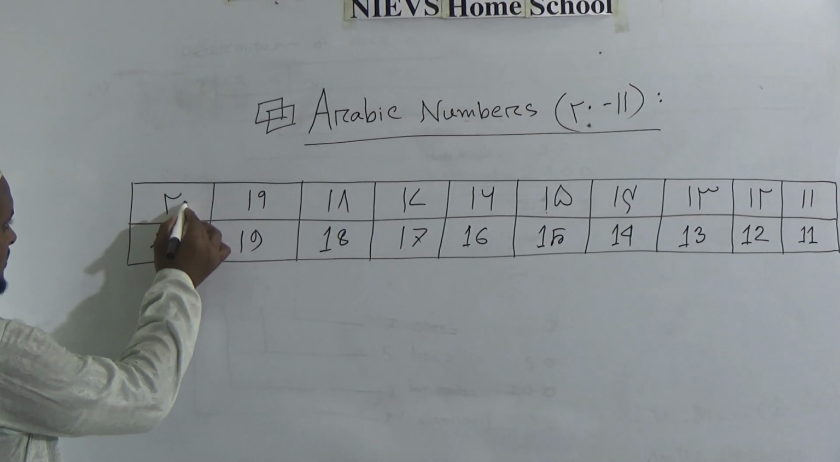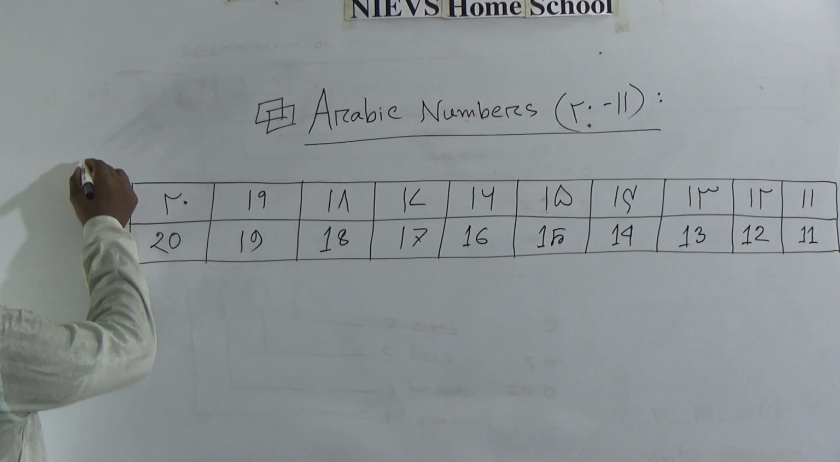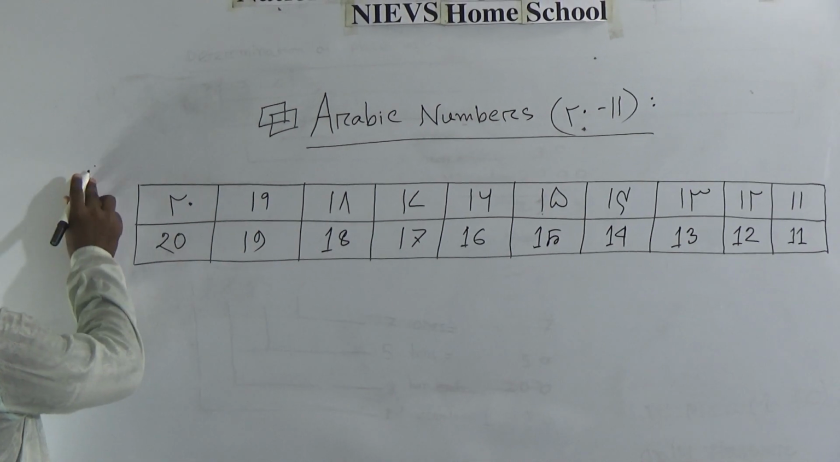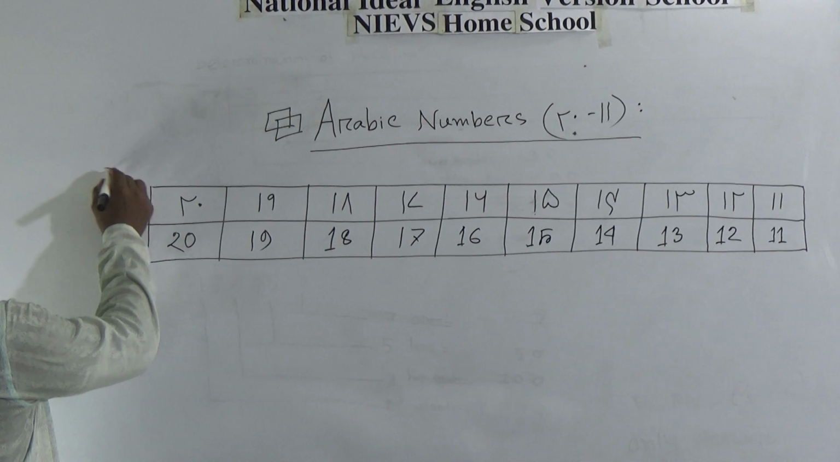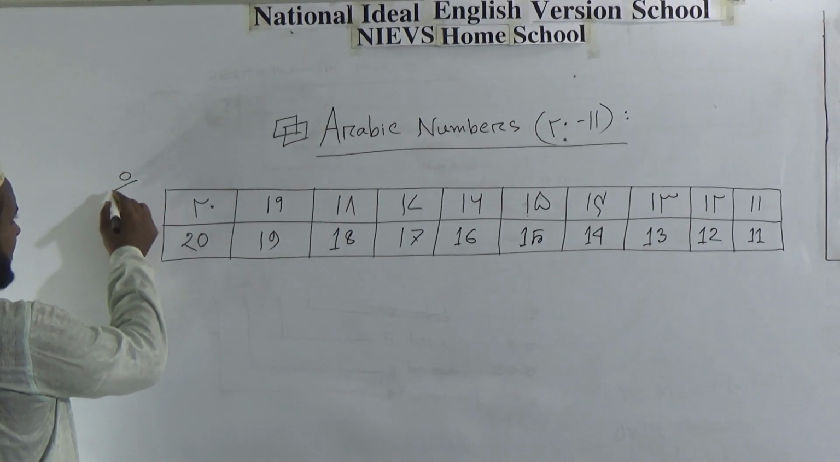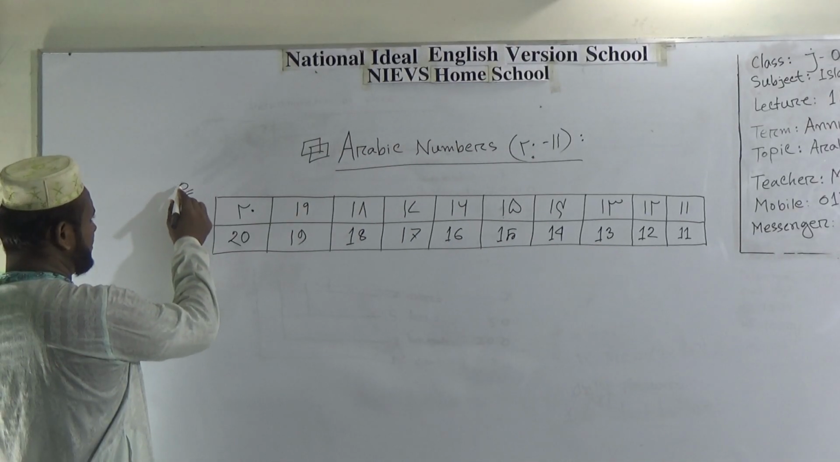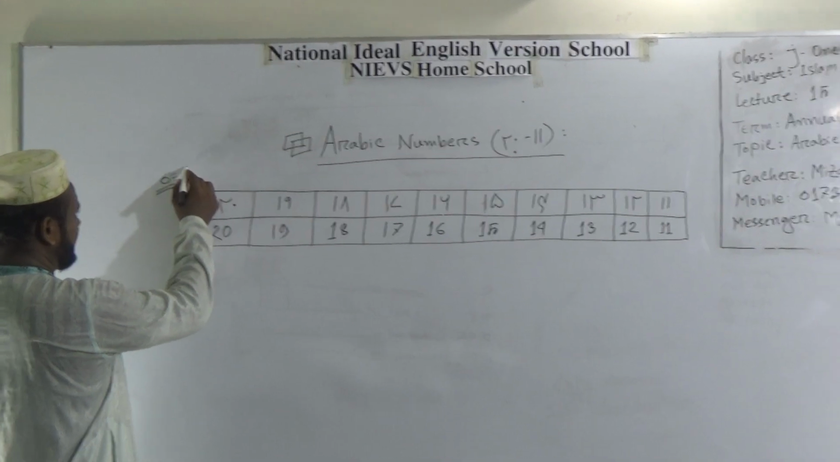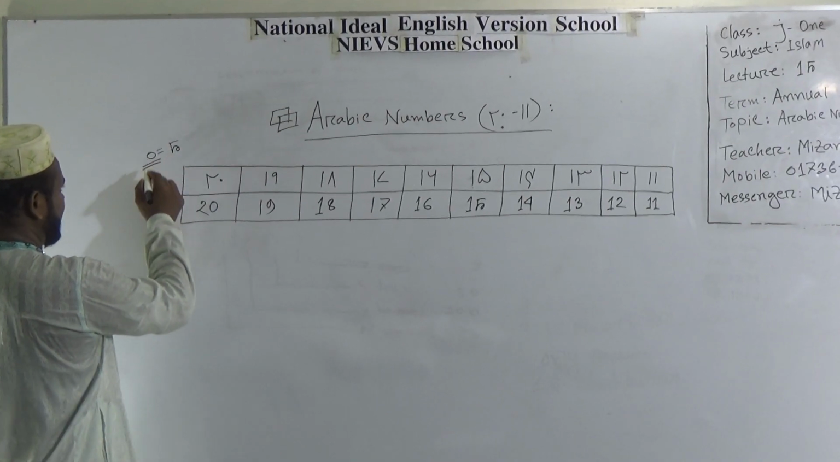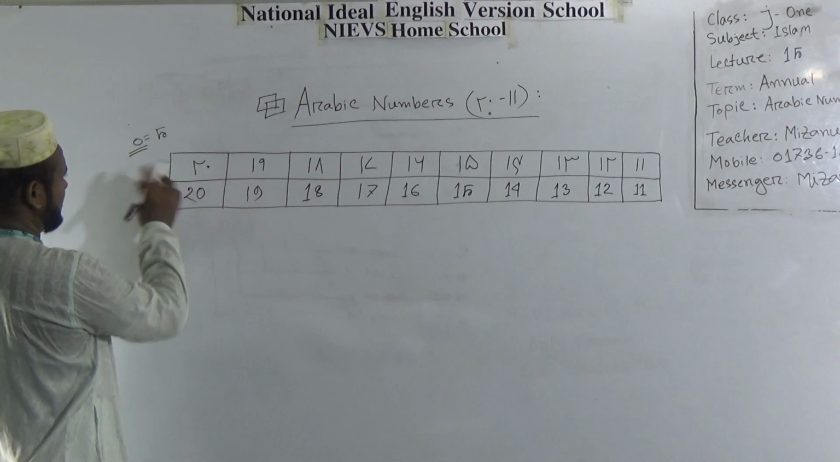And there is no space inside the 0, only a dot like this. It is 0 in Arabic. If you write it like this, then it will be 5 in Arabic. So you have to write only a dot for 0.